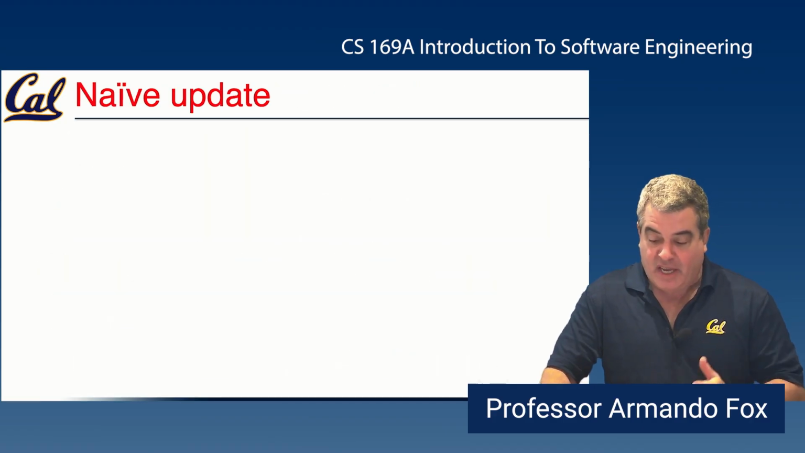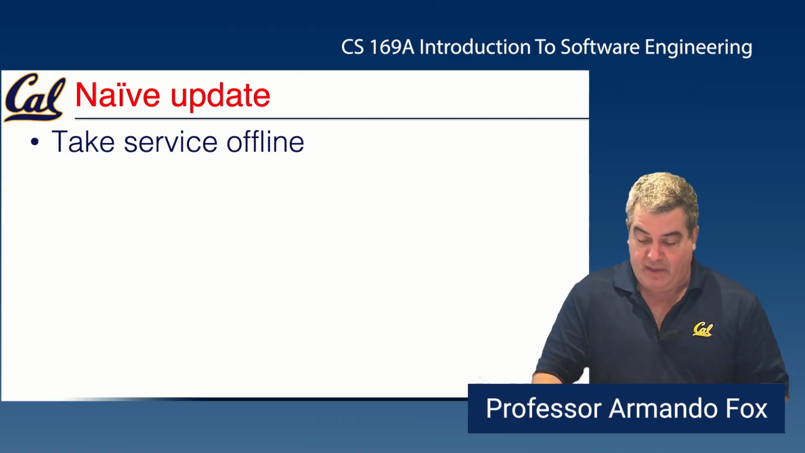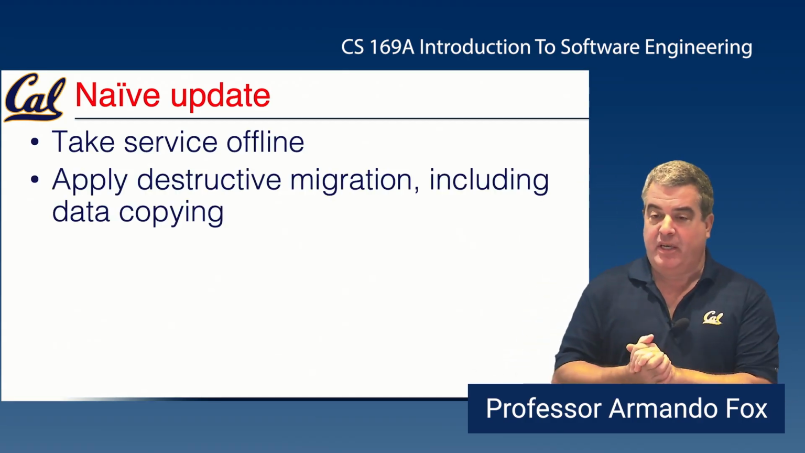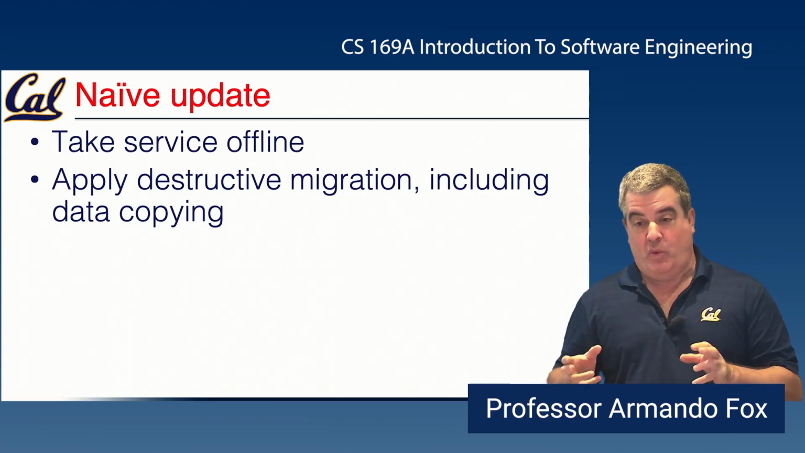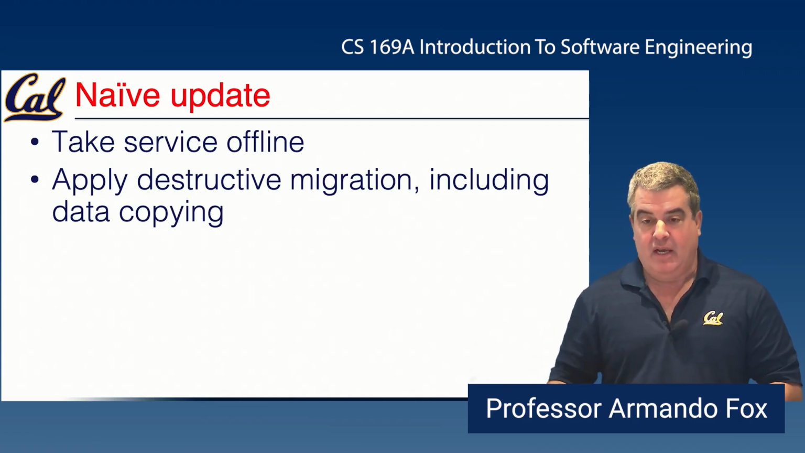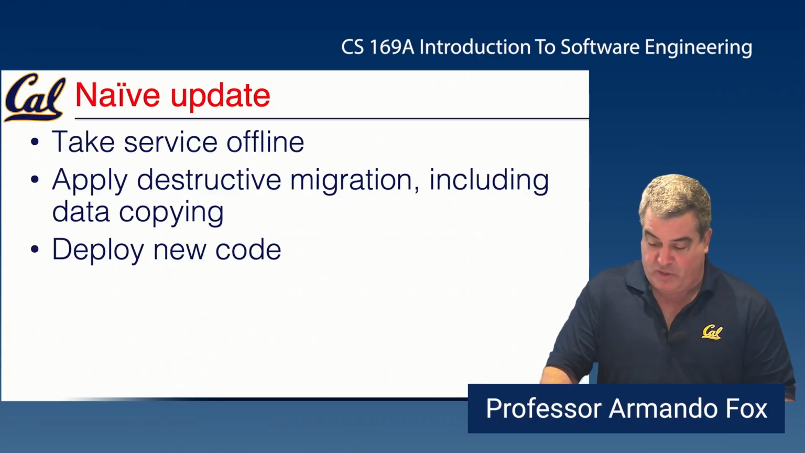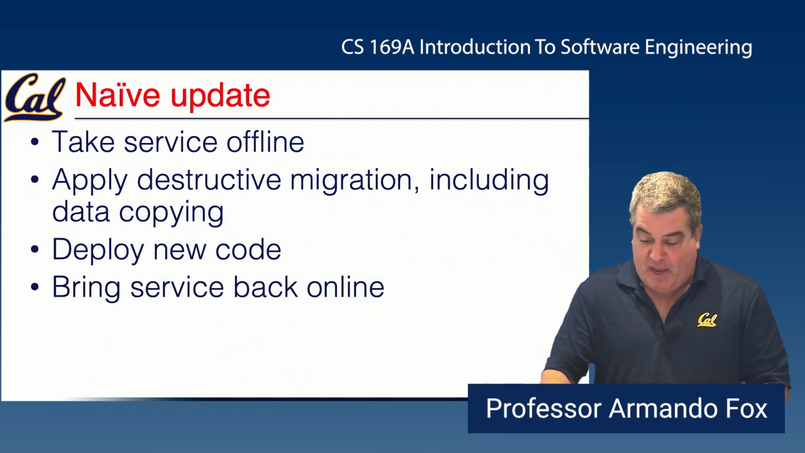You might imagine a naive way to do it: you take your service offline, if you can afford to do that. You apply the destructive migration. So what does the destructive migration mean? It might mean the data is changed or deleted or transformed in a way that may not be easily reversible. It may include copying some data, or moving data between tables, or whatever is needed to get the new version of the code to work properly. Then you deploy the new version of the code. Hopefully there are no bugs in any of this stuff. And finally, you bring your service back online.